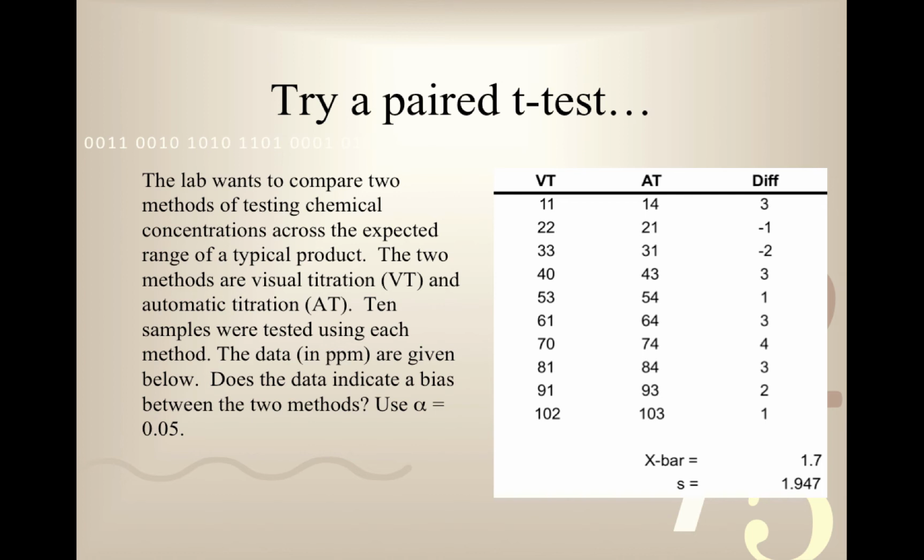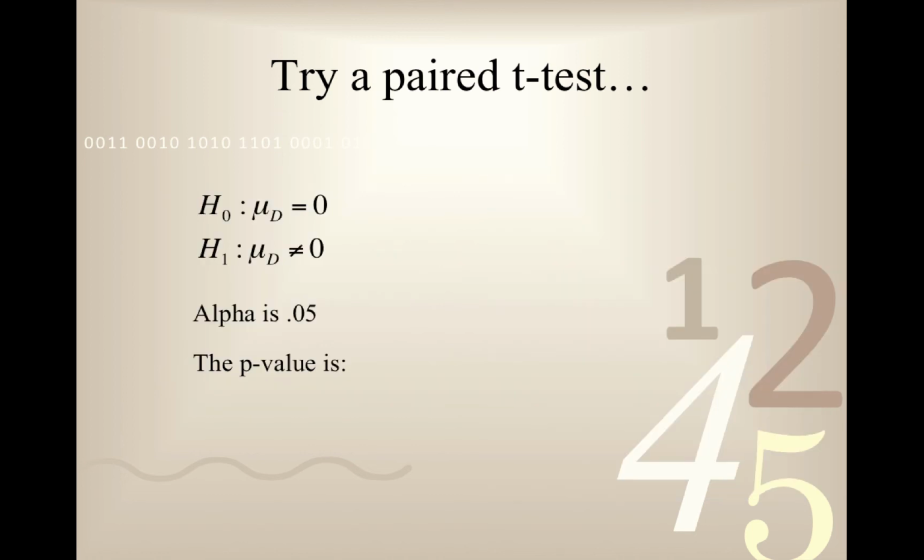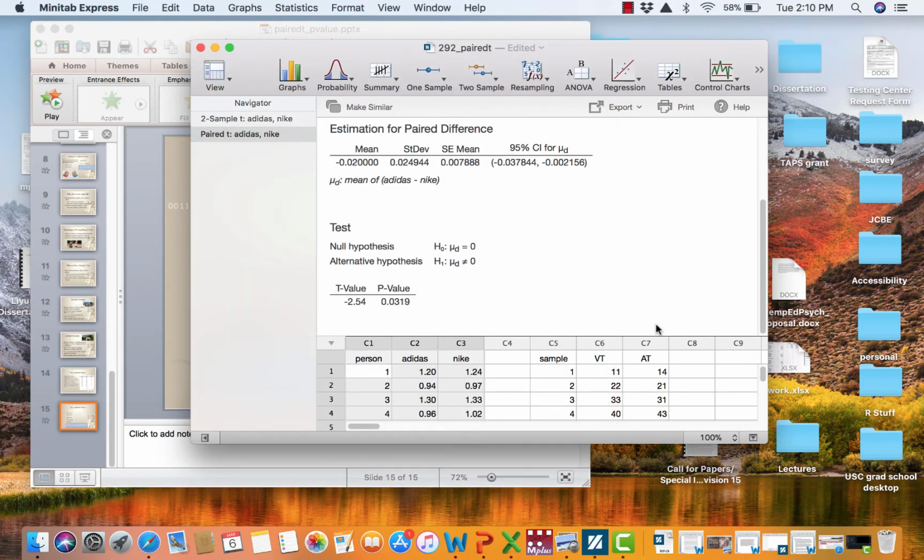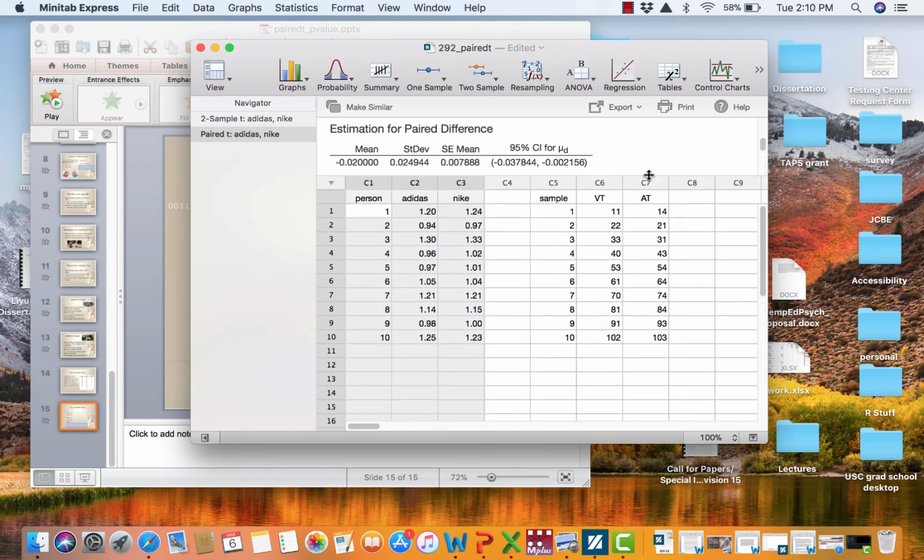All right, so we've got our data. We're going to run this as a paired T. Now, why is this a paired T? Let's take a look in Minitab at what this data looks like. So in Minitab, we see our samples 1 through 10. We see the visual titration results, and we see the automatic titration results.